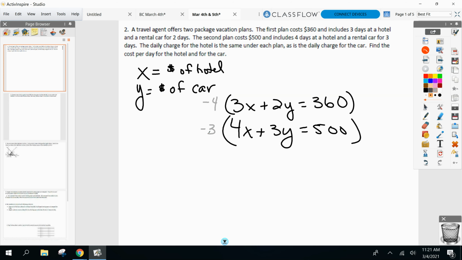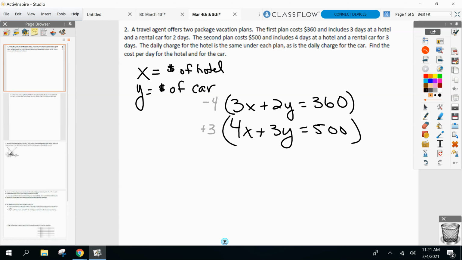Close, close. Here's why I don't like that, Isaiah. Ready? If I do that, I get -12 and I'll get -12 again. They're not going to cancel. Yeah, so one of them needs to be positive. Okay. But the is positive. Sure, you got it. Or you could have done 2 and 3 and made one negative to eliminate the y's.